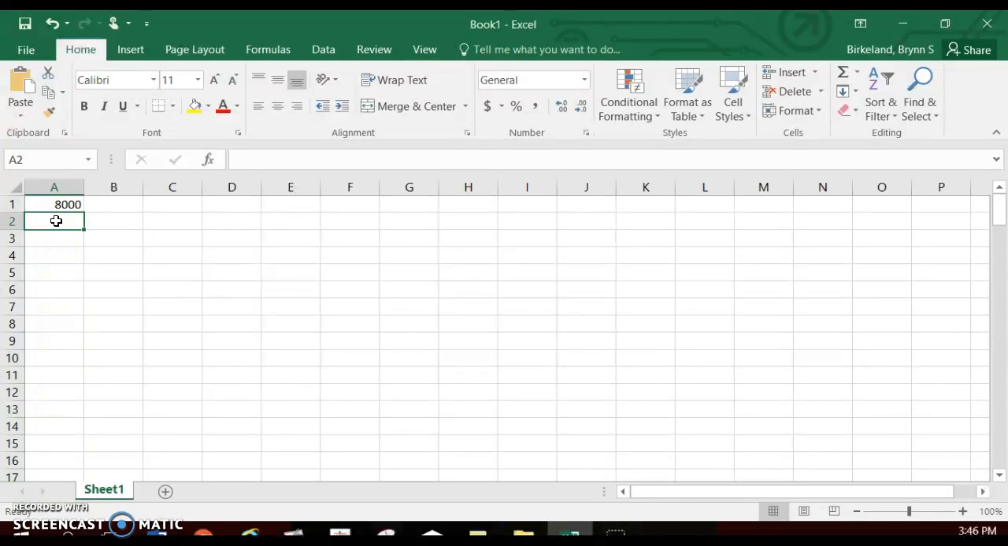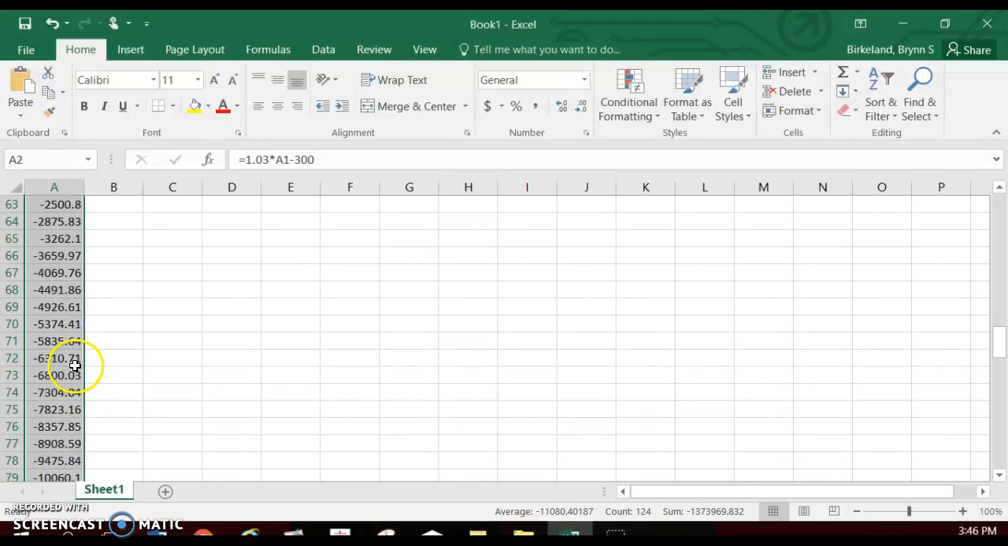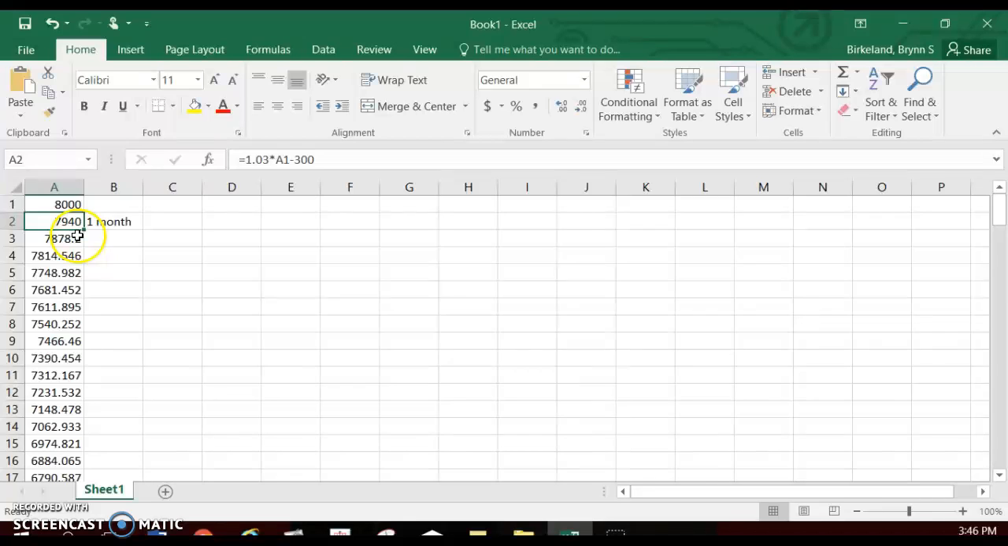I'm going to use my formula. So I start with my equal sign. I'm going to take 1.03 times A1, right up here, and subtract 300. This will give me how much is owed after 1 month. At the end of 1 month, that would be my balance. Now, because I know I'm going to keep repeating this, this formula can be dragged down. I'm going to go for a while because I have lots of questions to answer. Got in the negatives there, we're good. So after 1 month, I'll still owe $7,940.